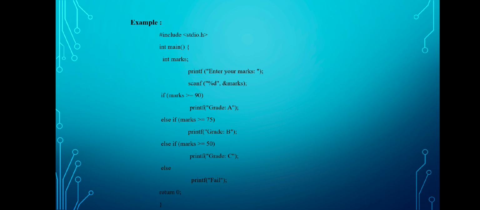In this example, the student's marks are evaluated. If the marks are 90 or above, grade A is given. If 75 or above, grade B. If 50 or above, grade C. Otherwise, the student fails. This is a clear way to implement multiple conditions.